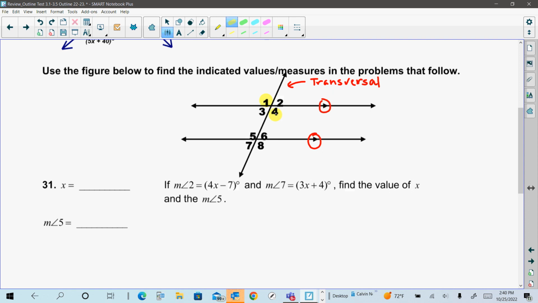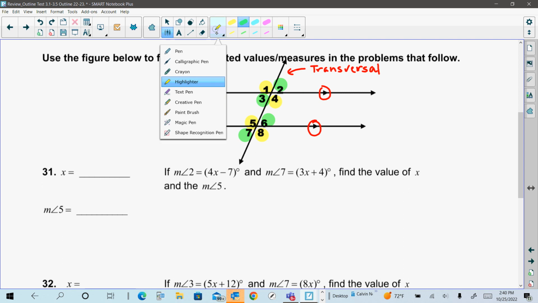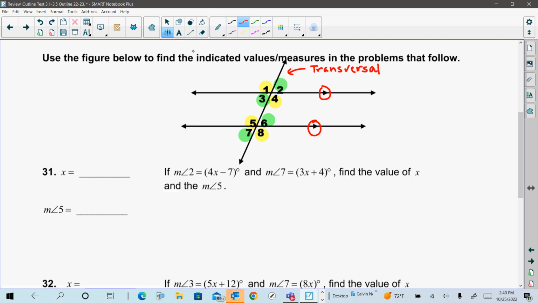So if you want to highlight those angles that are congruent to each other, you can. That might help with your setup. So on 31, they want us to focus on angle 2 and angle 7. If I look at those, they are alternate exterior angles.